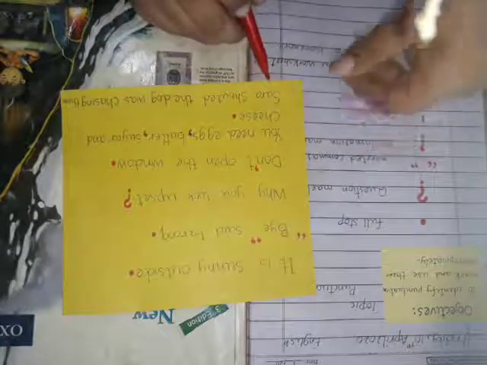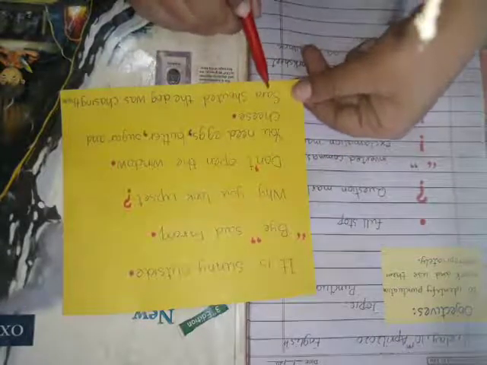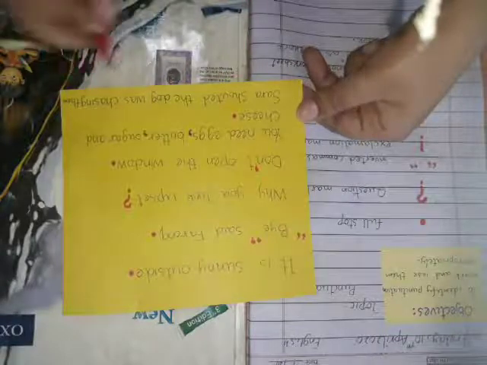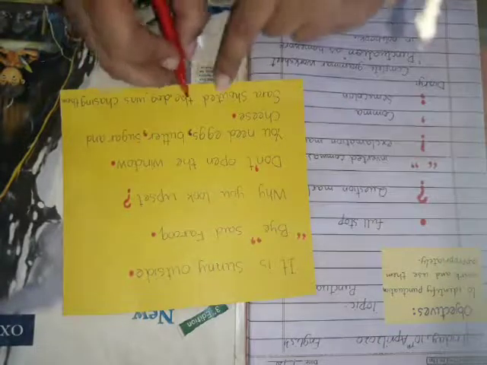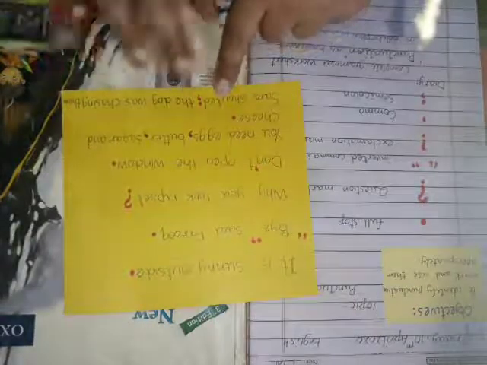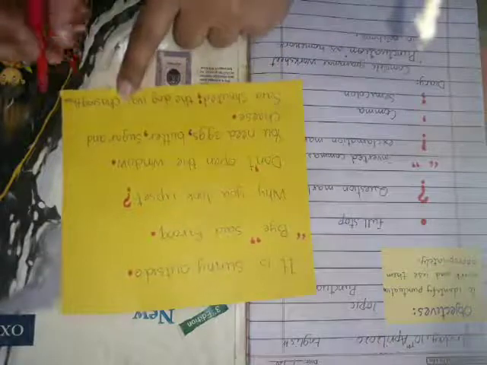Then let's read our next example, which is the last one. Sarah shouted. The dog was chasing them. Sarah shouted. Yes, here we use a semicolon because one clause ended here, and the dog was chasing them.